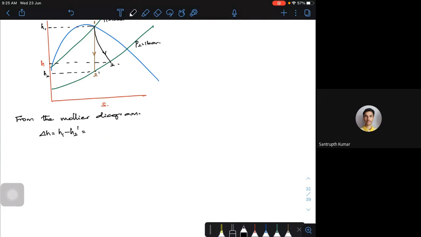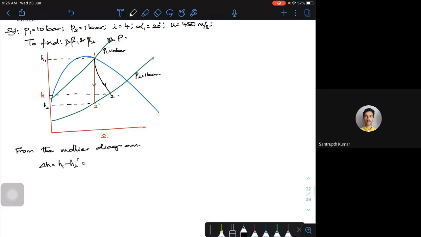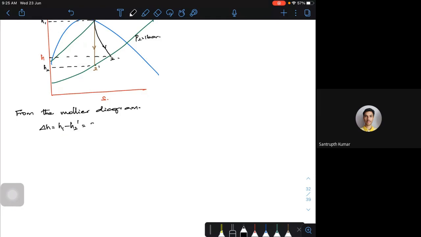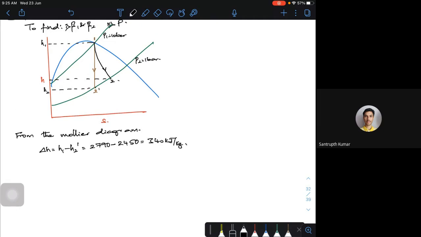What is the value of H1? Can I find it? 2790. How much is H2 dash? 2450. So how much is the difference? Roughly around 340 kilojoules per kg.